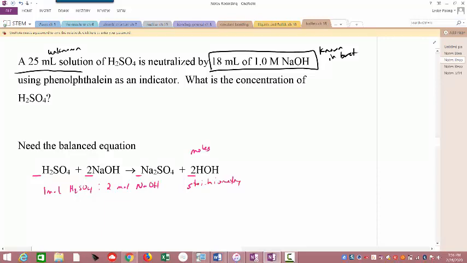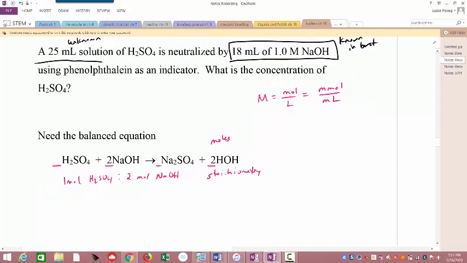Well, we know that molarity equals moles per liter. Well, that's also the same as millimoles per milliliter. As long as we add the same prefix to the top and the bottom, the ratio still works. It's nice to use that because then we don't have to convert from milliliters to liters. So we have 18 milliliters times 1 mole per liter. This is of our NaOH. Always label.